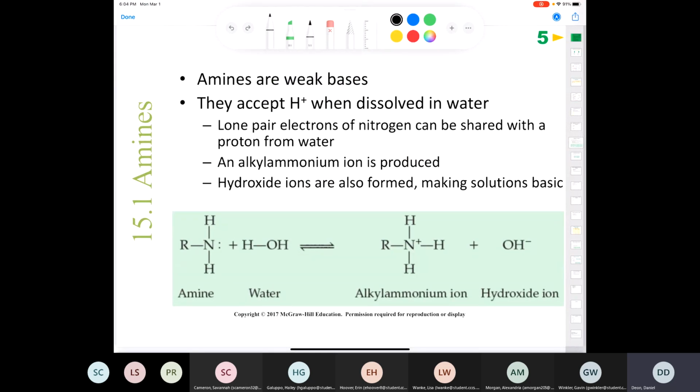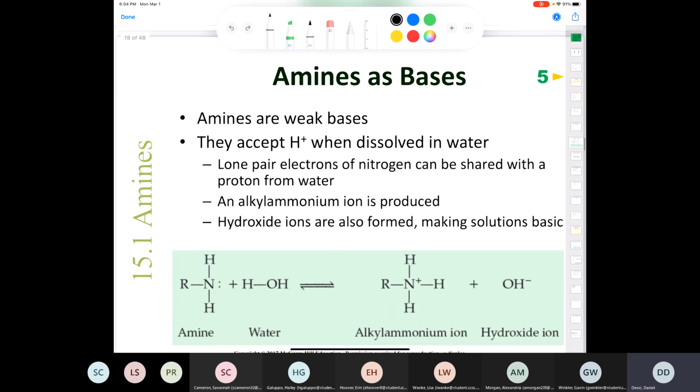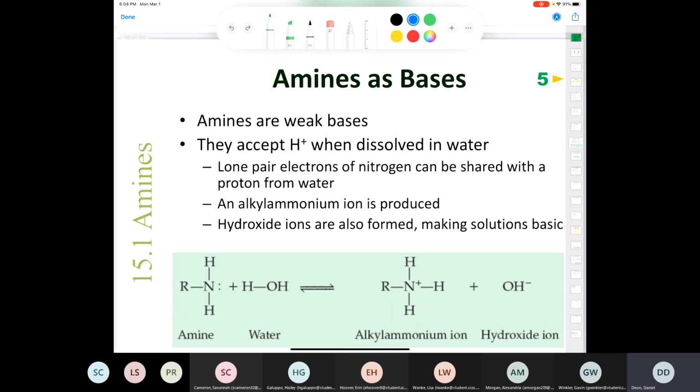Well, if you go back to the first slide that we talked about tonight, the first or the second slide, I said that amines are bases. They're weak bases, right? What's the definition of an acid and a base? If we go back to our Bronsted-Lowry definition, an acid is an H plus donor, right? A proton donor, and a base is an H plus acceptor.